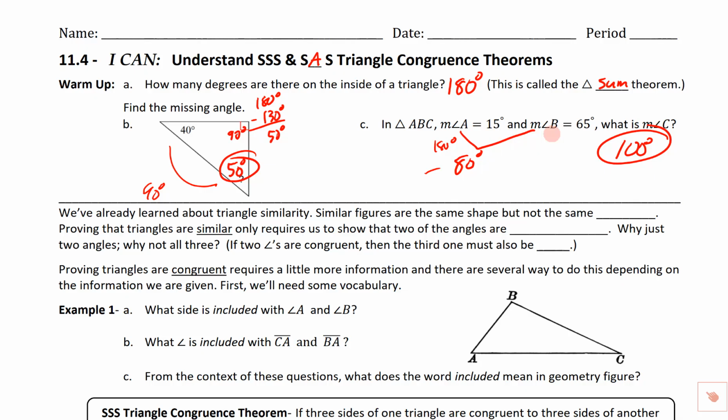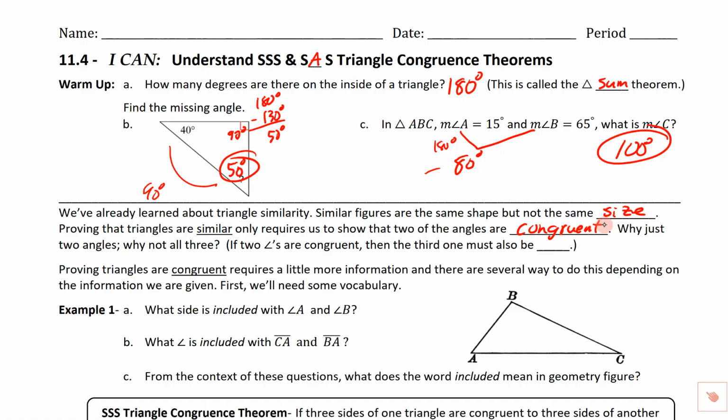Now, we've already learned about triangle similarity, and we learned that similar figures are the same shape but not the same size. So they have the same basic shape, but one's bigger or one's smaller than the other, but they are similar. The sides are proportional, as we say. The angles are congruent, but the sides are proportional. Now, proving that triangles are similar only requires us to show that two of the angles are congruent.